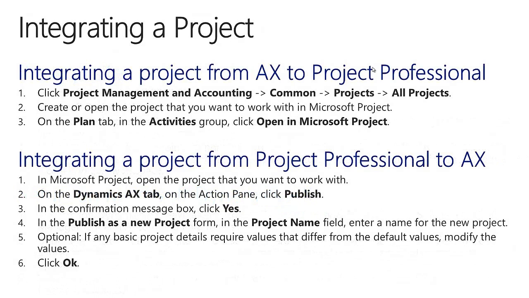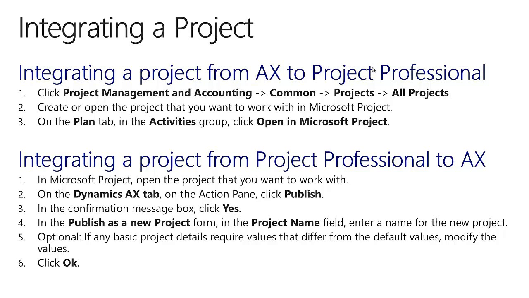Integrating a project. Integrating a project from AX to Project Professional. To do so, click Project Management and Accounting, Common, Projects, All Projects. Create or open the project that you want to work with in Microsoft Project. On the Plan tab, in the Activities group, click Open in Microsoft Project.